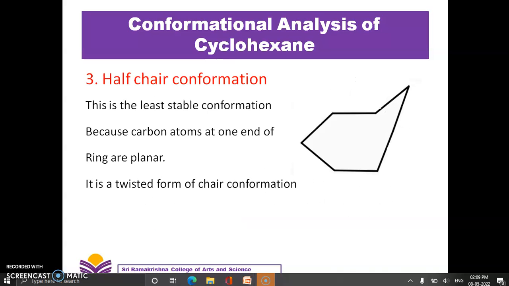The third conformation is the half chair conformation. This is the least stable conformation because the carbon atoms at one end of the ring are planar. It is a twisted form of the chair conformation.